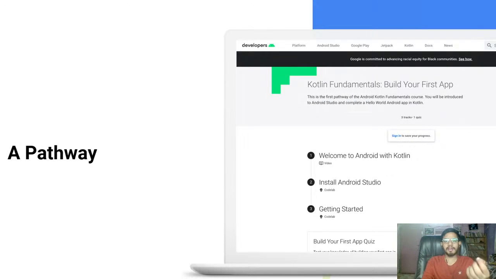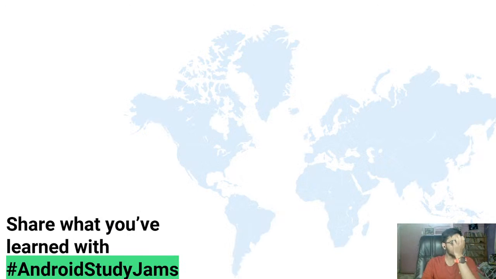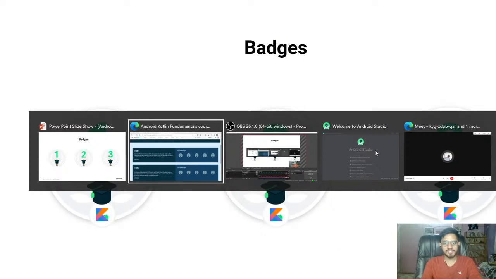Supposing this is the pathway, for the first course you will see something like this. Welcome to Android with Kotlin. You will go through the video, then it shows how to actually install Android Studio and get started, and these are the badges which you will get. Okay, so let's start.